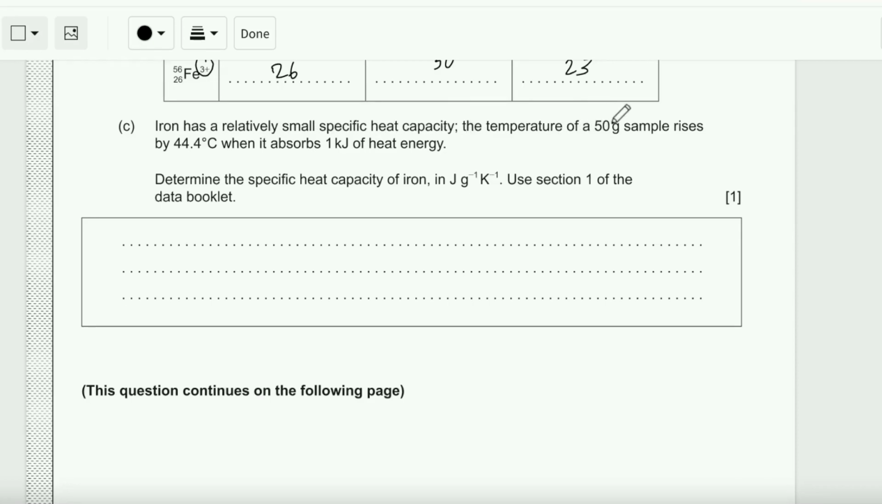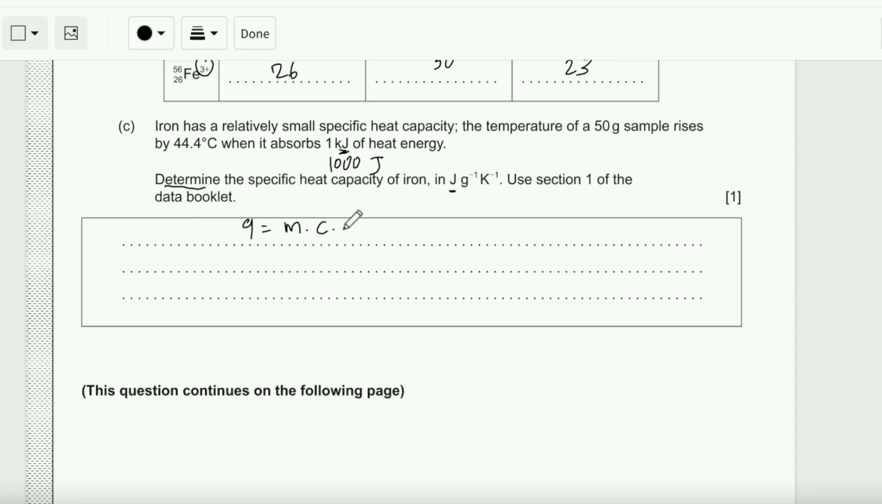Iron has a relatively small specific heat capacity. The temperature of a 50-gram sample rises by 44.4 degrees Celsius when it absorbs 1 kilojoule of heat energy. Here is joule, but here is 1 kilojoule, so it is 1000 joules. Determine, only one possible answer.